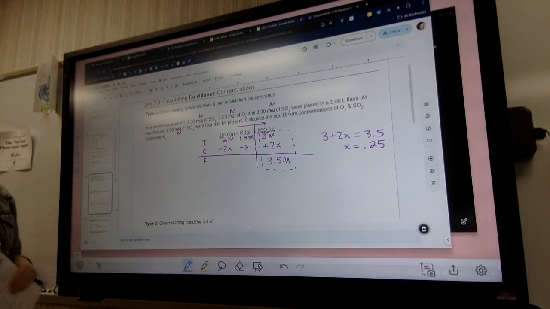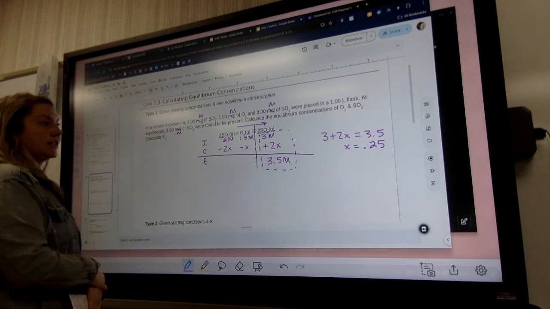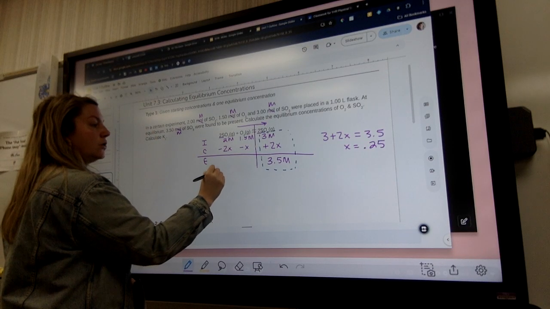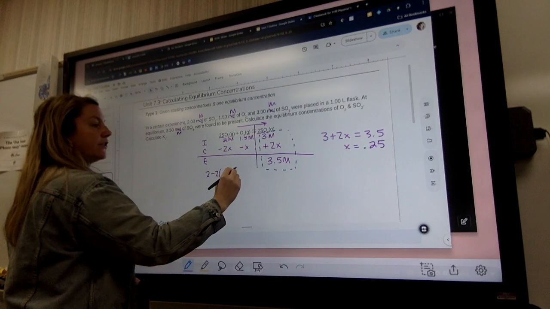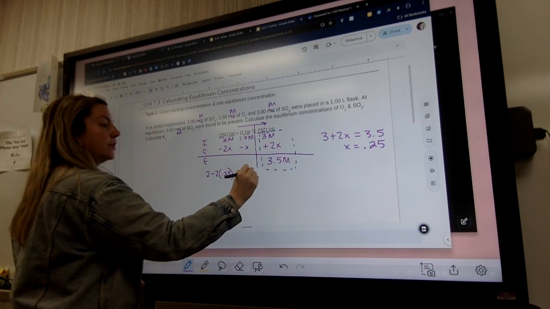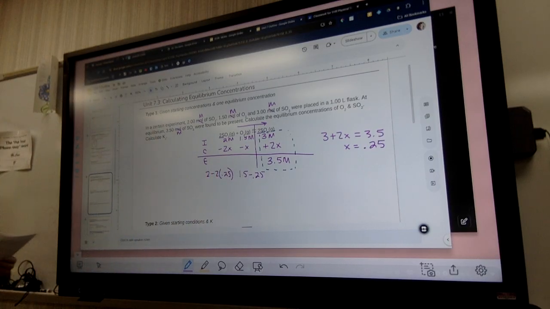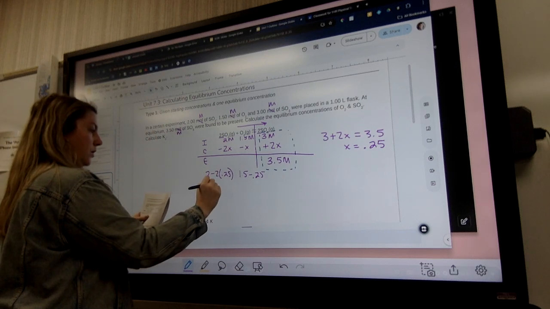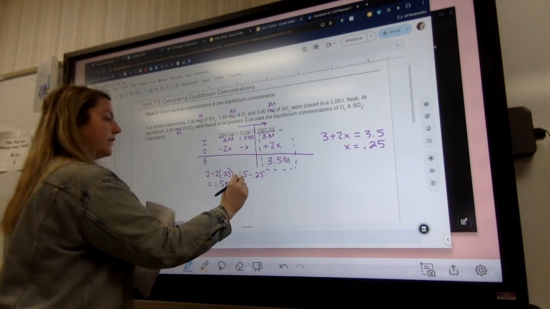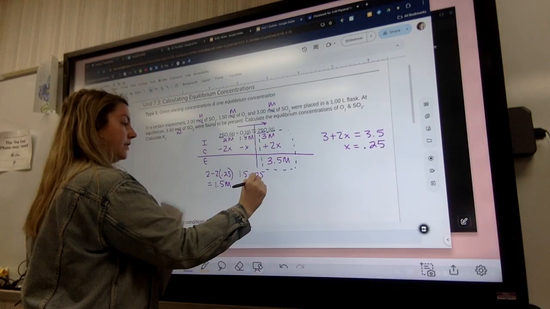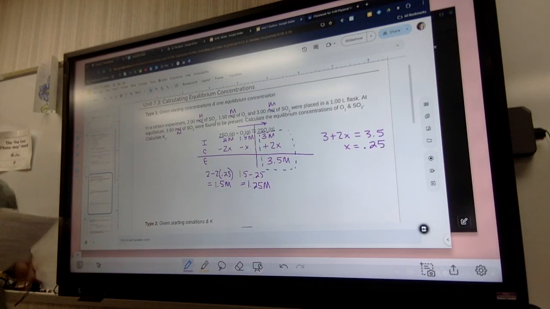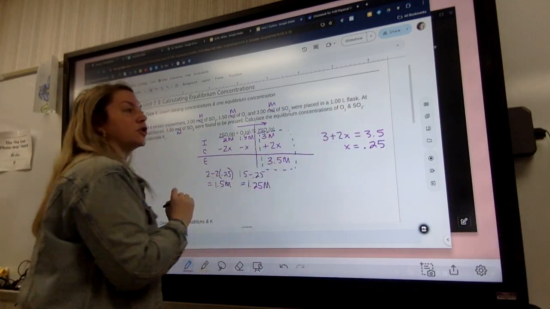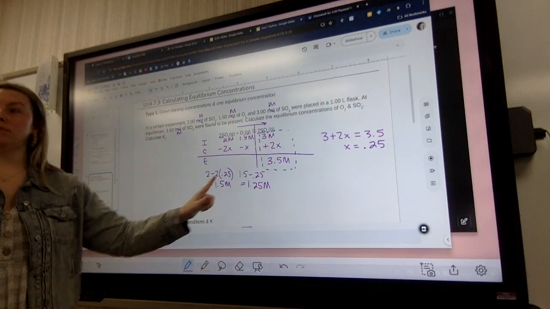So my x is 0.25, so now I can plug that into here. I'm going to have 2 minus 2 times 0.25. And then for this, I'm going to have 1.5 minus 0.25. So this is going to equal 1.5 molarity, and then this one is going to equal 1.25 molarity. So that was step number 1, calculate the equilibrium concentrations of O2 and SO2. We did.